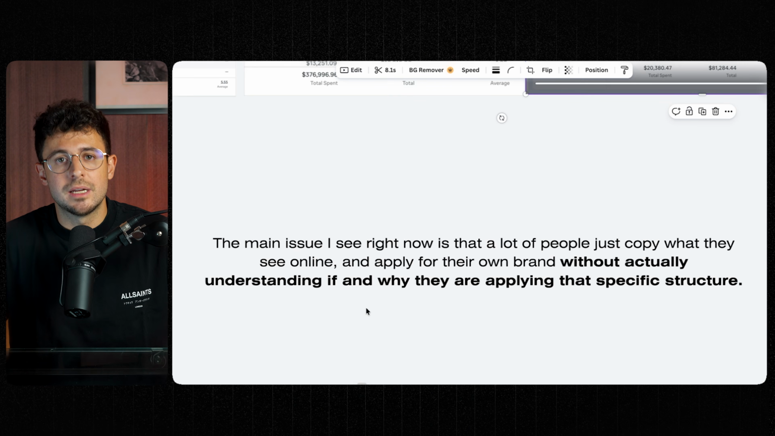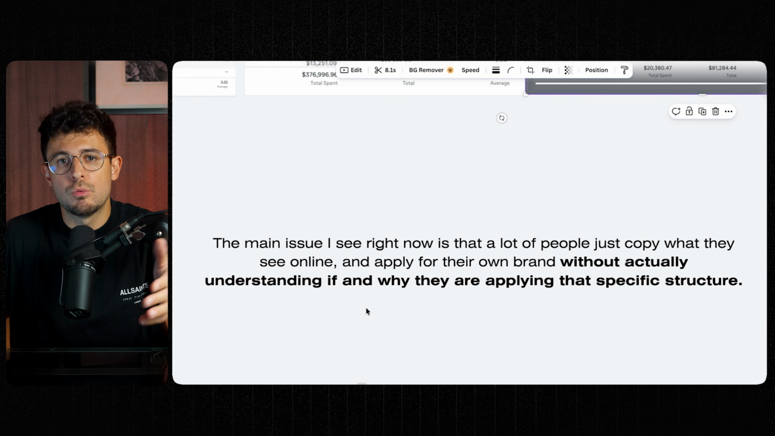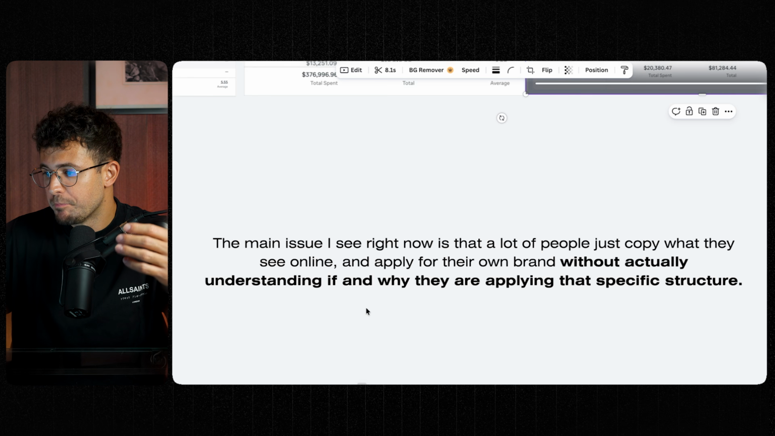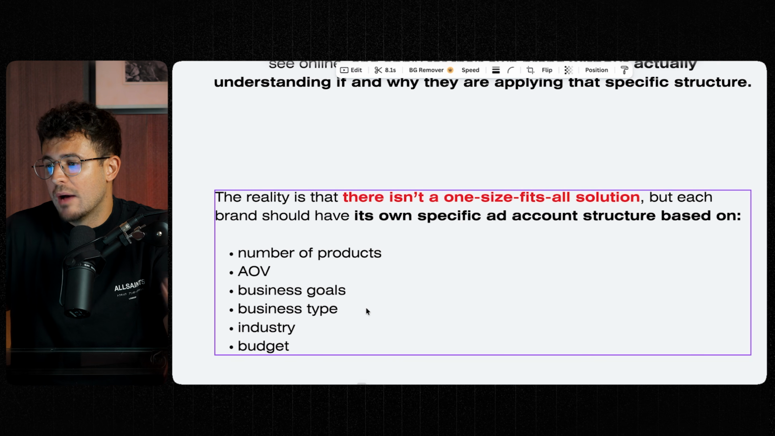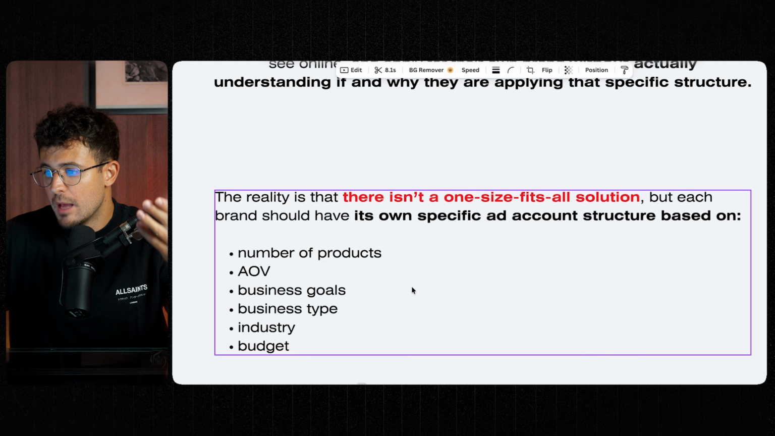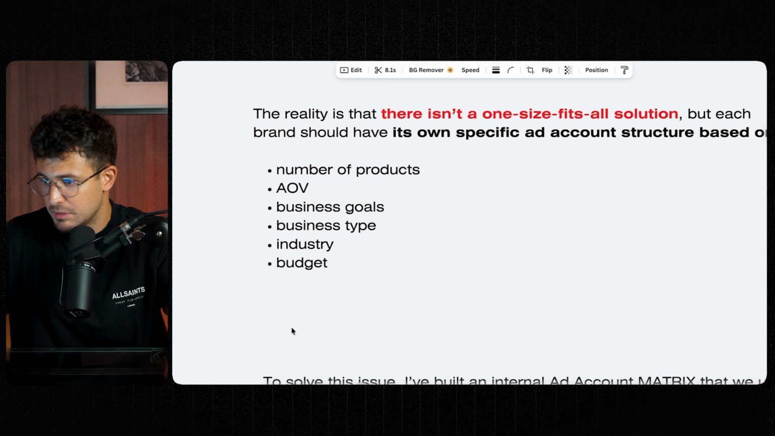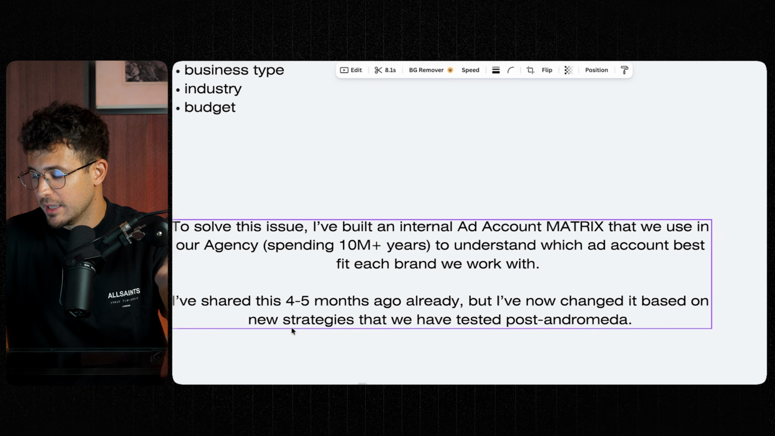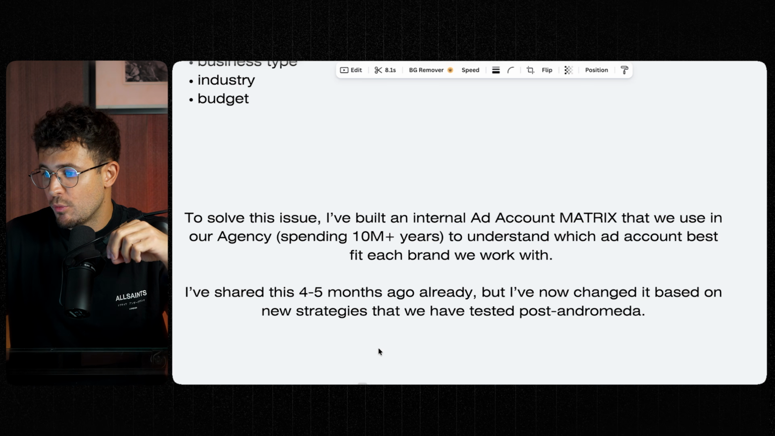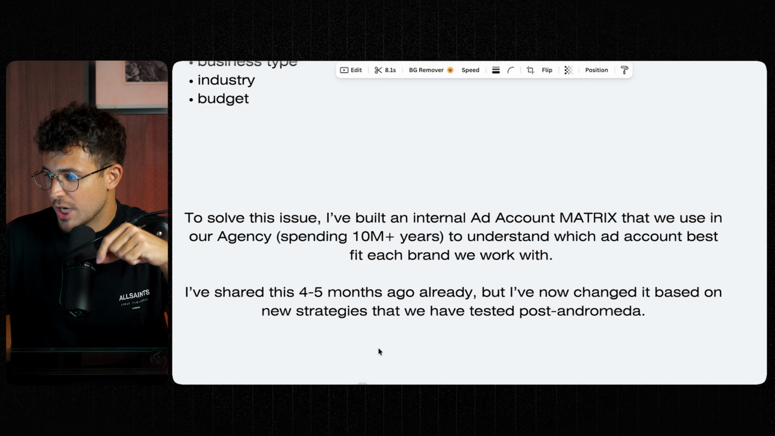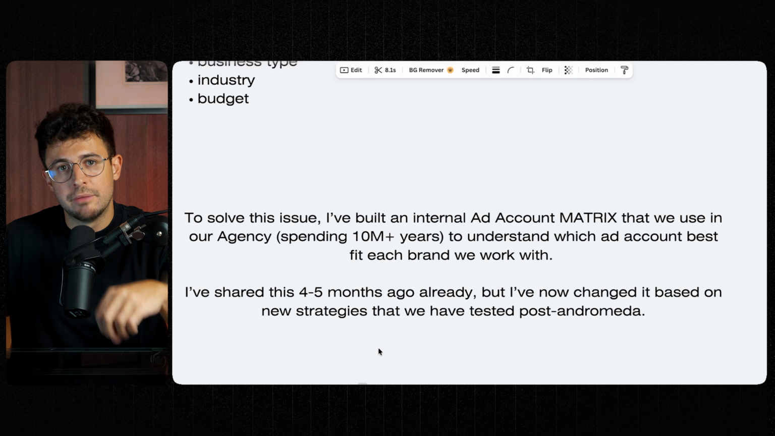So the main issue that I see right now is that a lot of people just copy whatever they see online in terms of Facebook ad account structure and just use it for their brand. But in reality, there isn't a one-size-fits-all solution for the best Facebook ad account structure, because it depends on a lot of variables like number of products, AOV, business goals, business type, industry, and budget. So to solve this issue, I've built an internal ad account matrix that we use in our own agency, and we spend 10 million plus per year to understand which ad account structure best fits each brand that we work with.